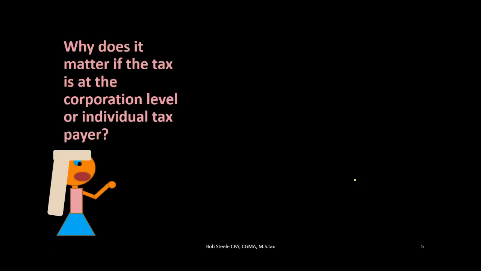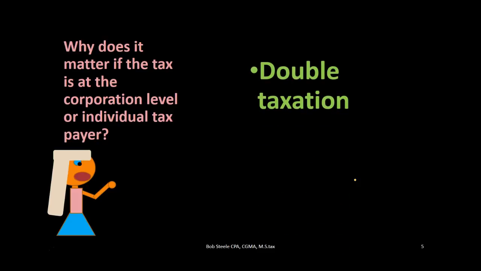All right, why does it matter if the tax is at the corporate level or the individual level, you might ask? It's taxed one way or the other. What's the difference? Well, one problem with the C corporation is usually to get the money out of the C corporation could result in double taxation, meaning that if it's taxed on the corporate level, then it's going to be taxed again on the individual level.